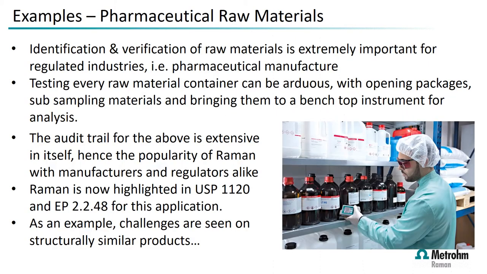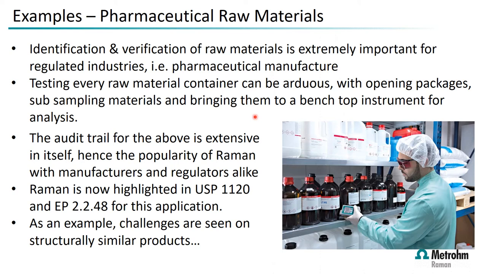So looking at some practical examples, we consider the pharmaceutical raw materials testing marketplace. Here, identification and verification is extremely important, and in the pharmaceutical marketplace, the regulators are now pushing for 100% testing of every single raw material container which comes on site. The opening of packages, subsampling, and bringing them to a lab can be extremely arduous, time consuming and costly, and give more room for error in terms of mislabeling samples, etc.